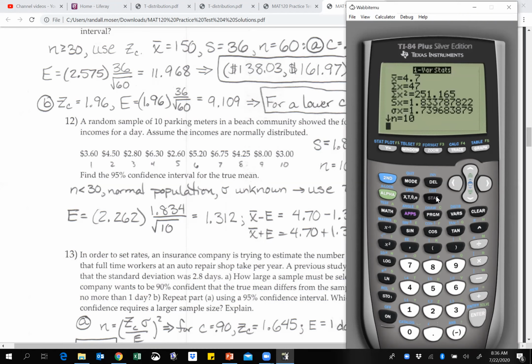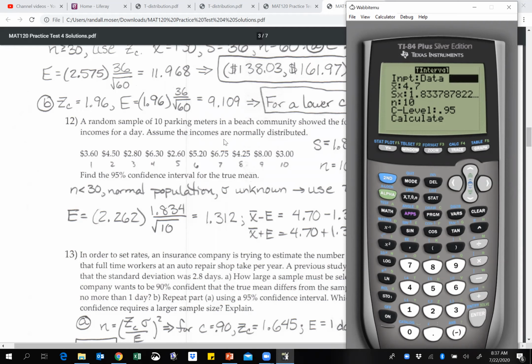Another way that we can do this, once you have the data entered, is when we go to Stat, when we go to T interval. Does everybody know why we're using T interval on this one? We have a small sample size, and they didn't tell us the population standard deviation. So small sample size, if we don't know sigma, that means we have to use the T interval.